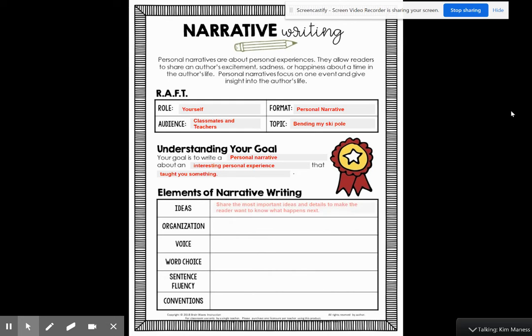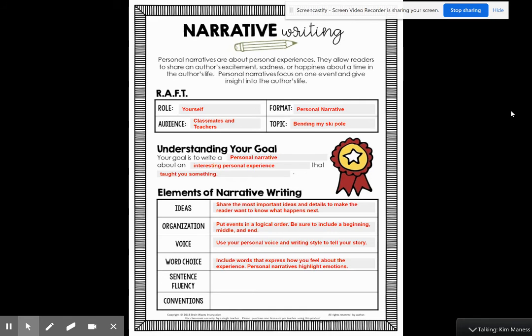So ideas, you share the most important ideas and details to make the reader want to know what happens next. Organization, put the events in logical order. Be sure to include a beginning, a middle, and an end. So that's really easy with a narrative. Organization's pretty simple with narrative. Voice, use your personal voice and writing style to tell your story. Make it sound like you and only you can tell this story.